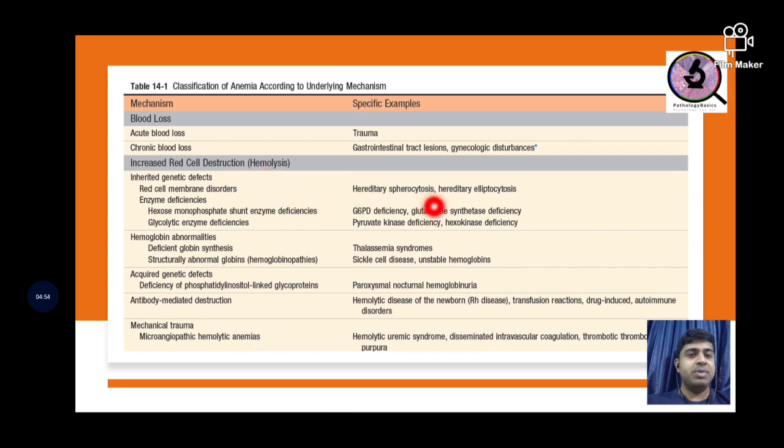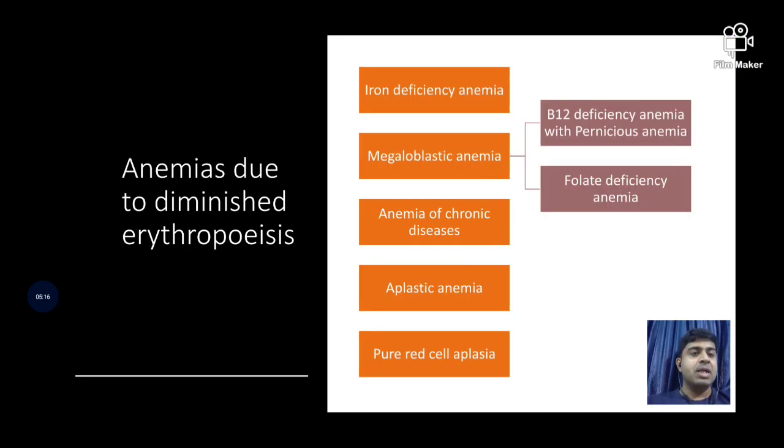Hemolytic anemias may be due to spherocytosis or elliptocytosis or G6PD deficiency. Again, increased destruction is seen in thalassemias and sickle cell disorders, paroxysmal nocturnal hemoglobinuria, and hemolytic disease of the newborn. We'll see all of them. Let's start today with anemias due to diminished erythropoiesis, that is, anemias due to decreased RBC production. Now, the most common cause is iron deficiency anemia, and we'll be referring to that mainly today.